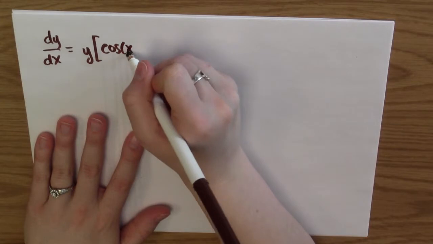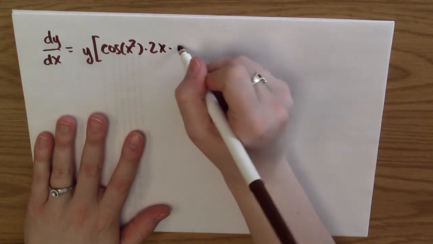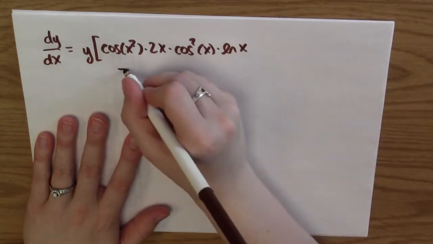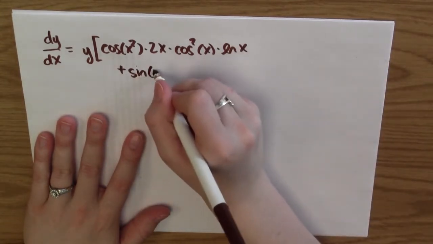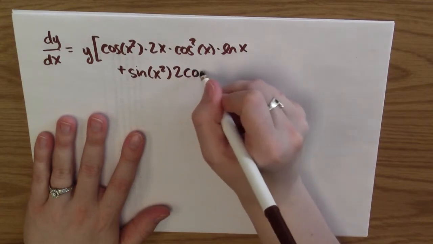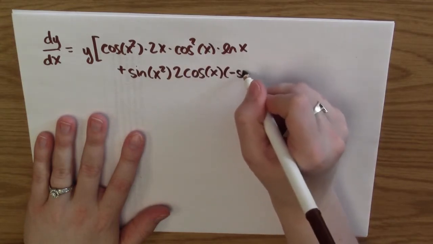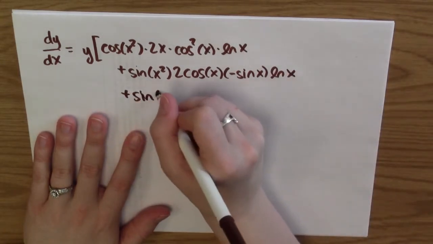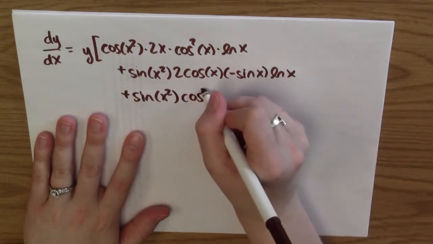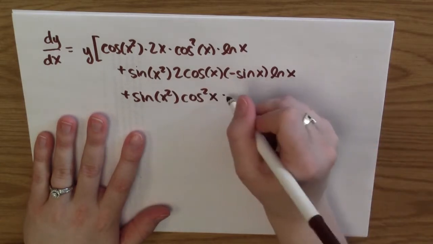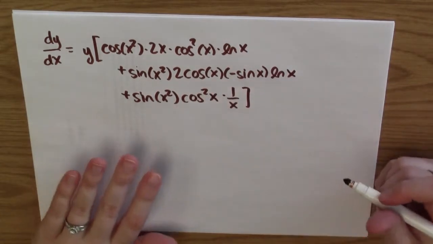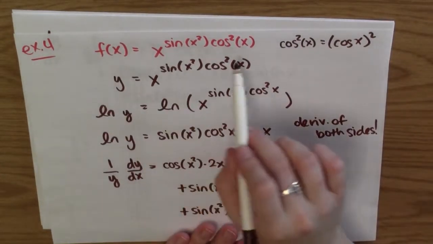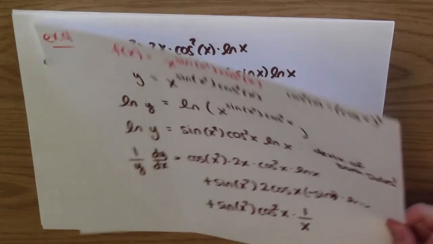So cosine of x squared times 2x times cosine squared of x times natural log of x plus sine of x squared, 2 times cosine of x times minus sine of x times natural log of x plus the sine of x squared cosine squared of x times 1 over x. But we know what y is from our original function. y is equal to x to the power sine x squared cosine squared of x.